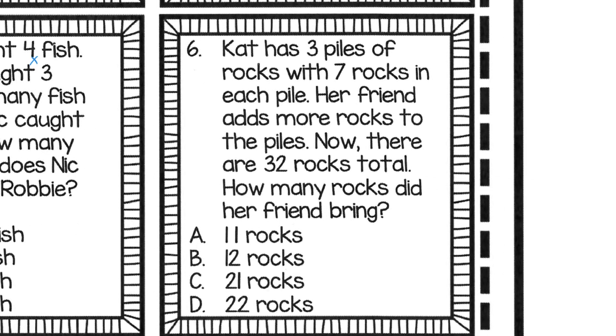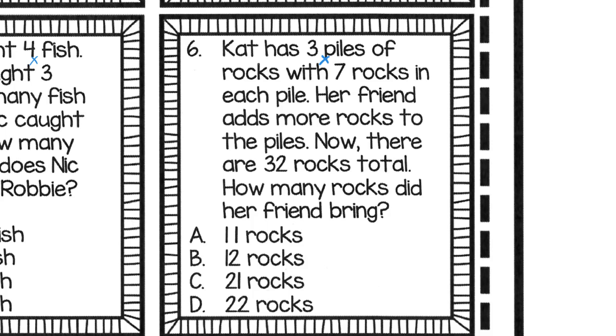Question number 6 says, Kat has 3 piles of rocks with 7 rocks in each pile. Her friend adds more rocks to the piles. Now there are 32 rocks total. How many rocks did her friend bring? Well, if you have 3 piles and there's 7 in each pile, to figure out your total, that sounds like multiplying because you're going to count 7 3 times.